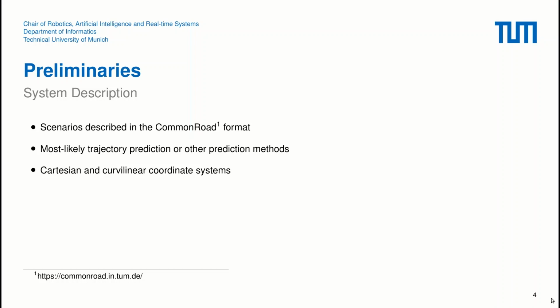The scenarios in our toolbox are described in the CommonRoad format, which consists of a road network and environment elements such as obstacles and traffic signs. We use the most likely trajectory as the prediction of other dynamic obstacles, but our toolbox is also adaptable to other prediction methods, such as set-based or probabilistic-based methods. The toolbox is able to compute the reachable sets in both the global Cartesian and local curvilinear coordinate systems. For the latter, we require a reference path from which the coordinate system should be constructed.